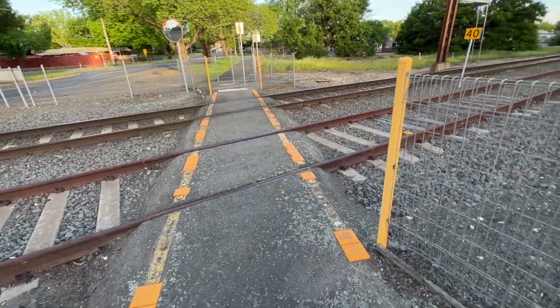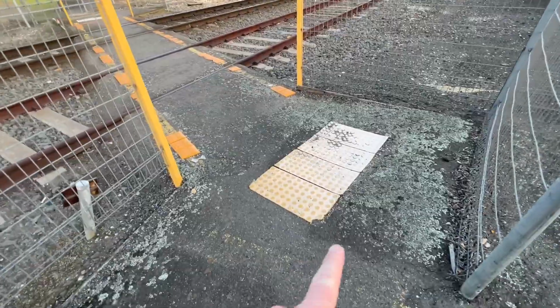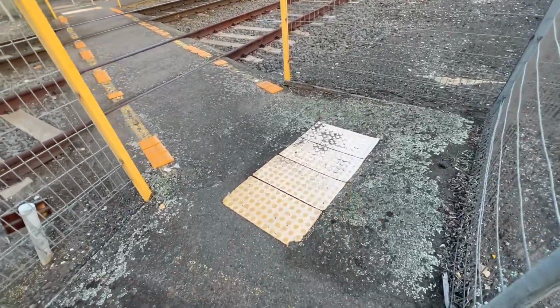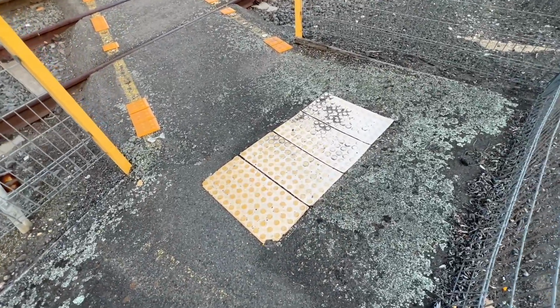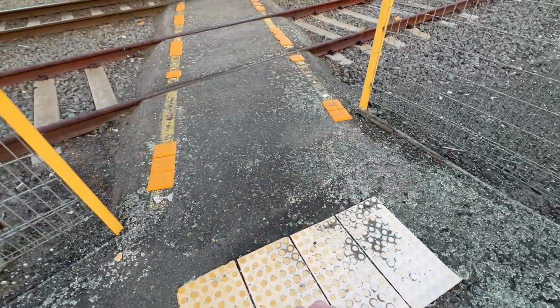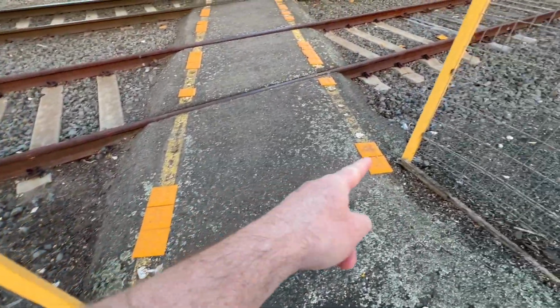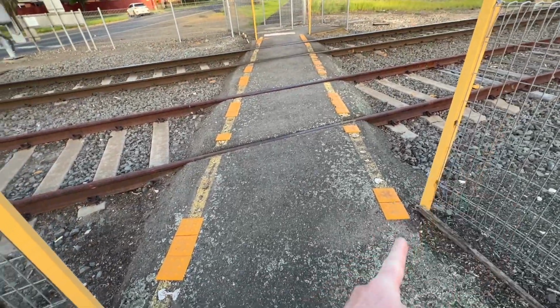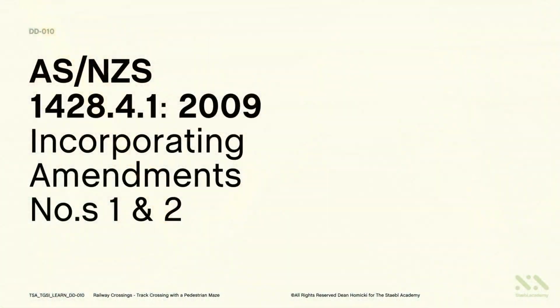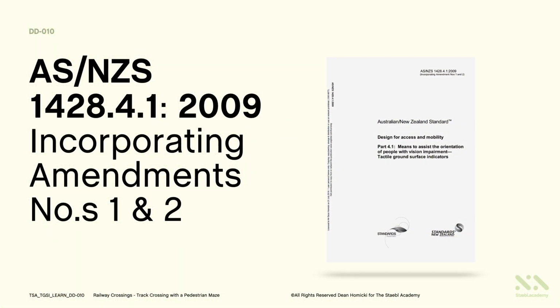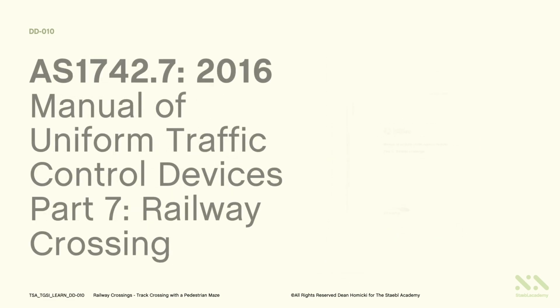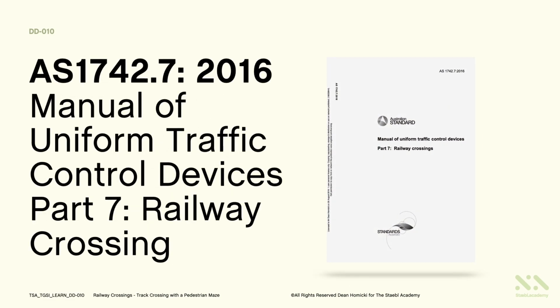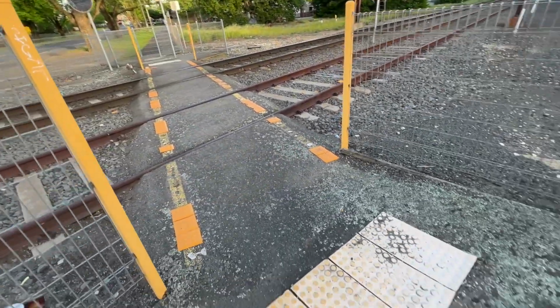Now, for a person who is blind or vision impaired, tactile ground surface indicators, this pad here, which is not looking as healthy as it could be, are a guide to know where the perimeter of the pedestrian maze is. So at this point, it's from this post here to that post there. Now, there's codes and regulations that govern the use of tactile ground surface indicators and also the crossing itself. But let's take a look at how the product has been installed.